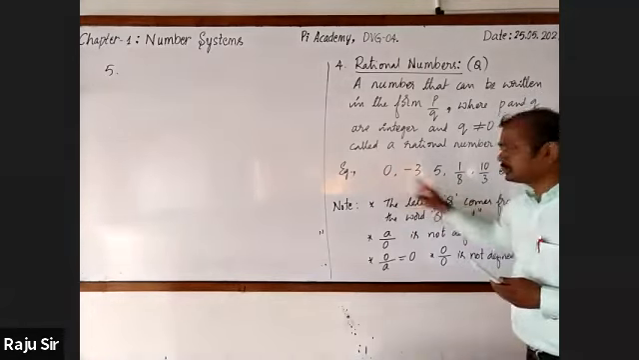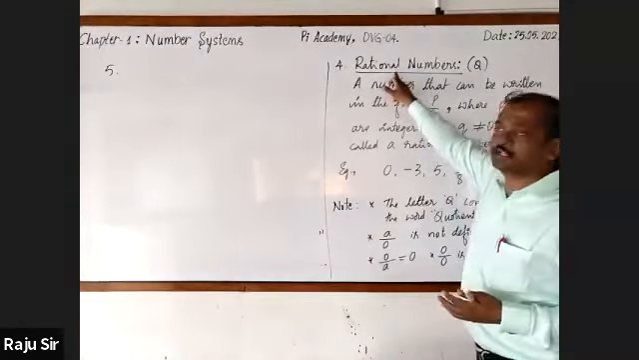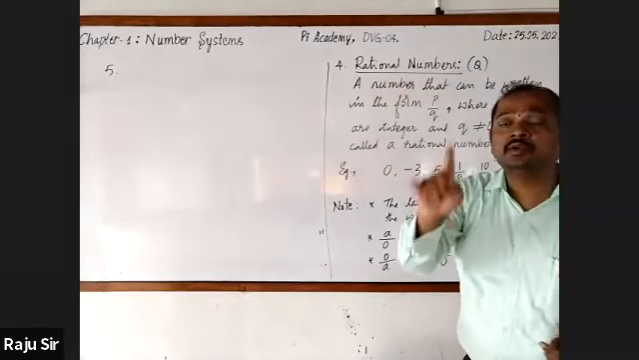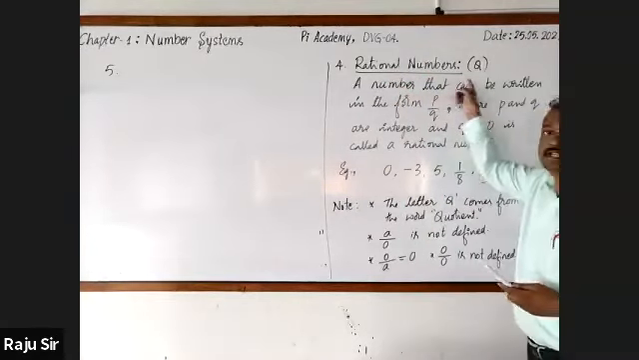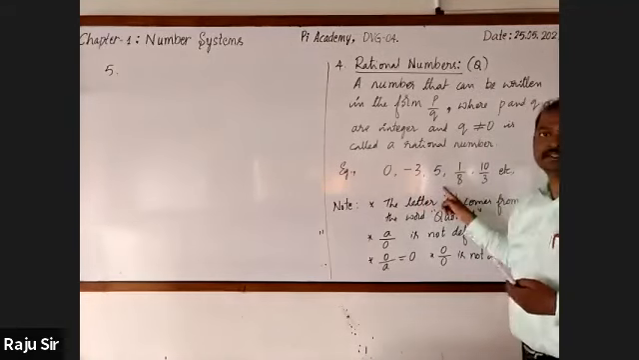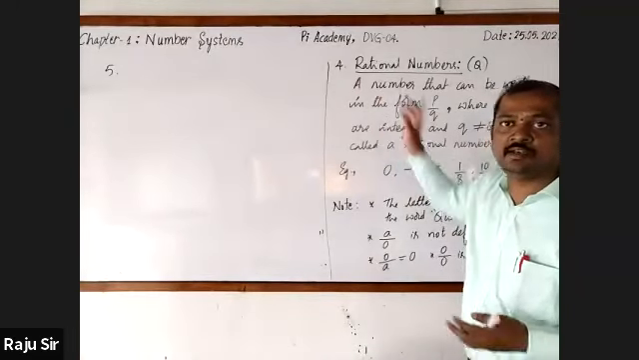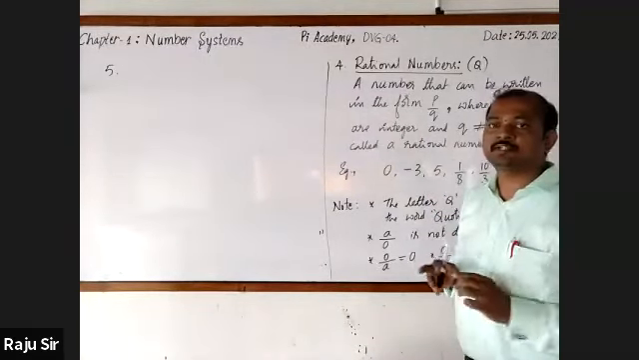0 and 5, both are whole numbers. So, they are also in the collection of rational numbers. All whole numbers are rational numbers. 0, -3, 5, they are all integers. Hence, we can say that all integers are rational numbers. So, remember this point.